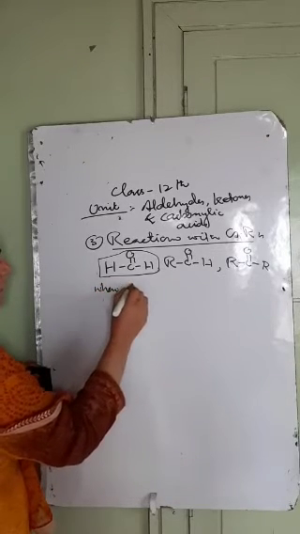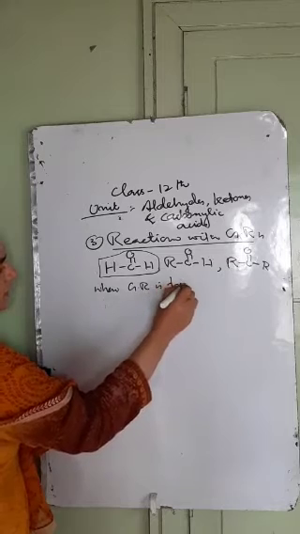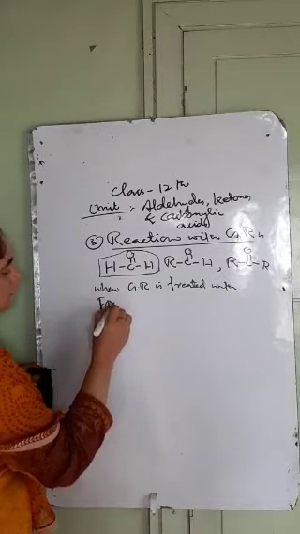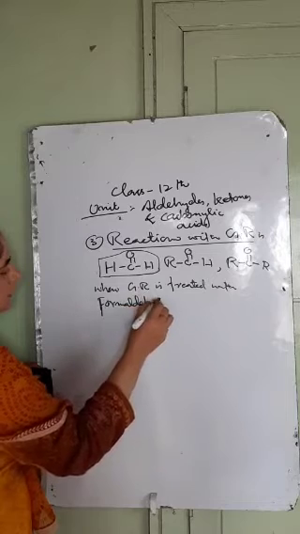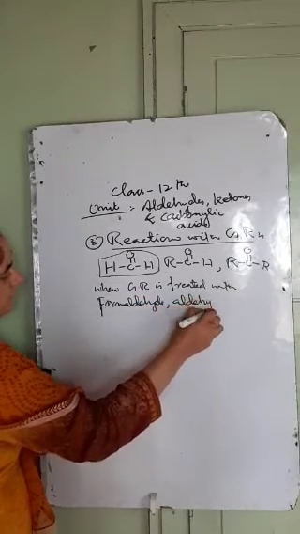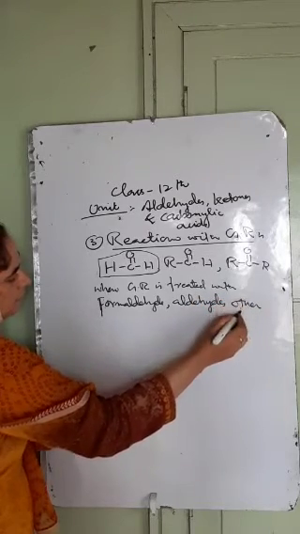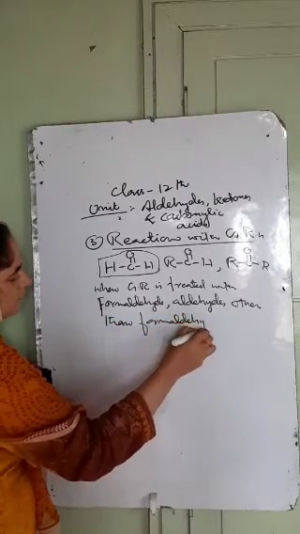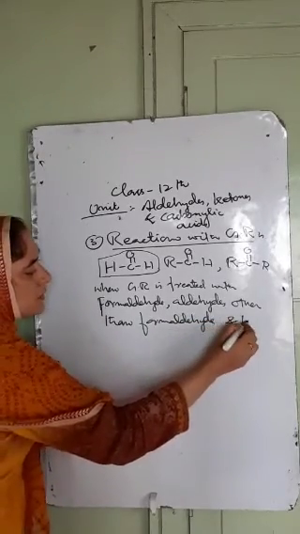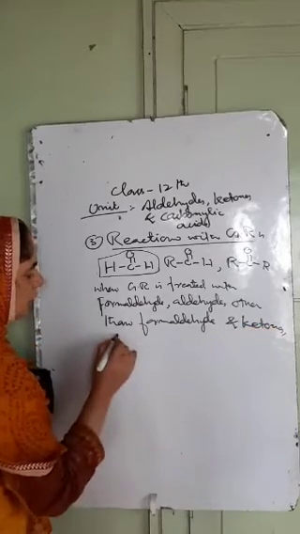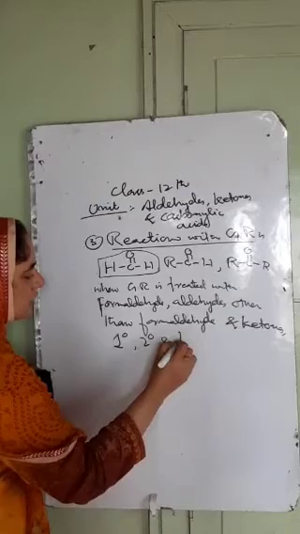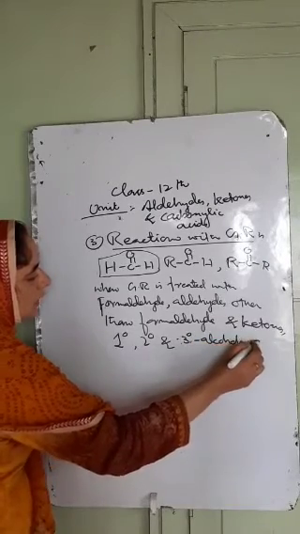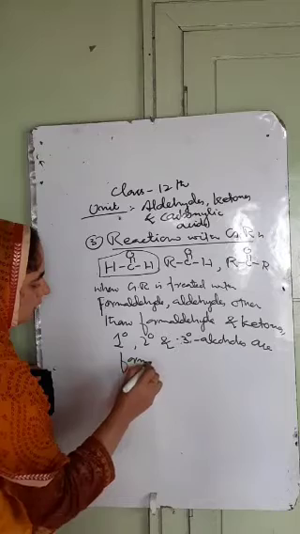When Grignard's reagent is treated with formaldehyde, aldehydes other than formaldehyde, and ketones, primary, secondary and tertiary alcohols are formed respectively.